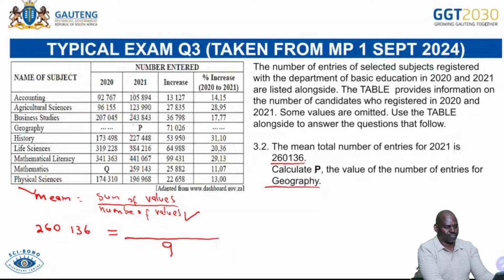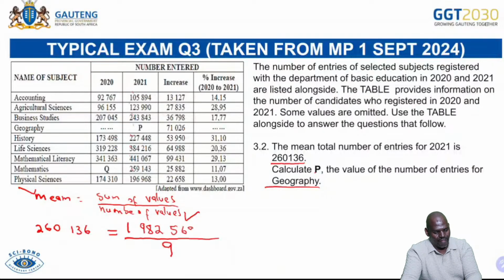Okay, so let me check. I'm getting 1, 2, 3, 4, 5, 6 digits. So I'm getting 1 million, 982,569. So if I add up all the values, I'm getting 1,982,569. I hope you are also getting the same value.